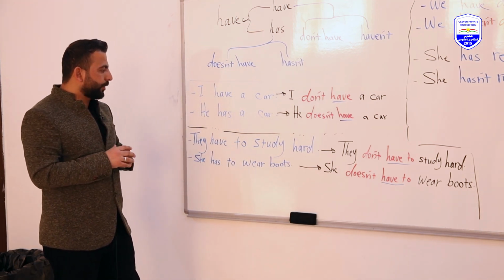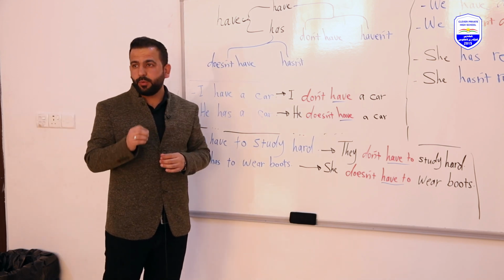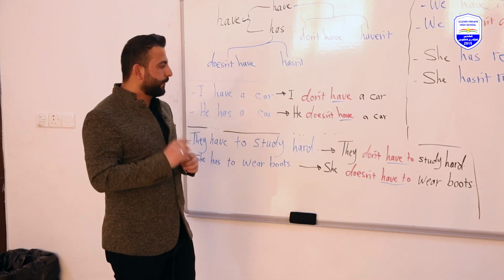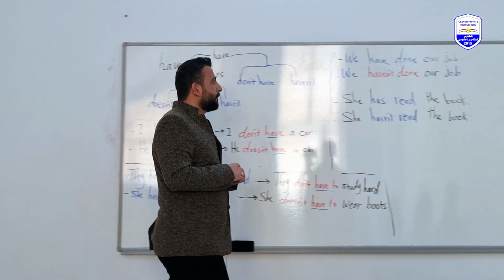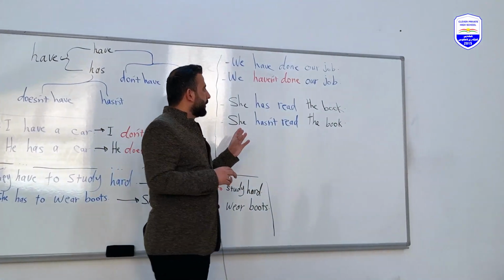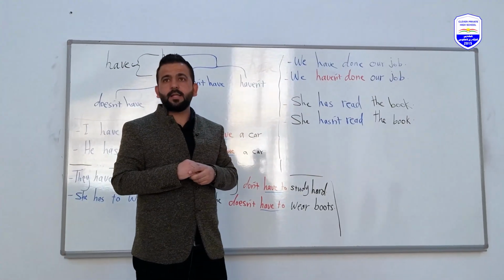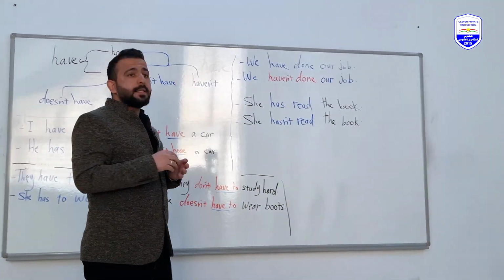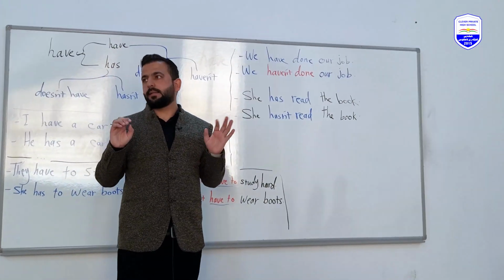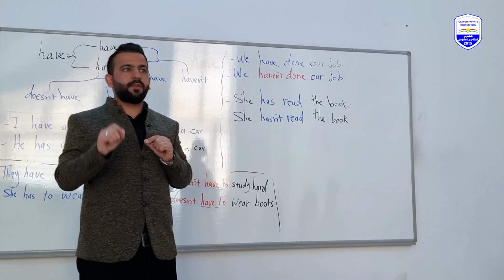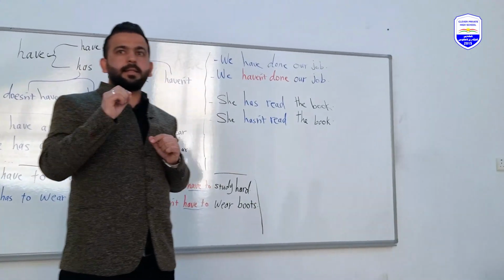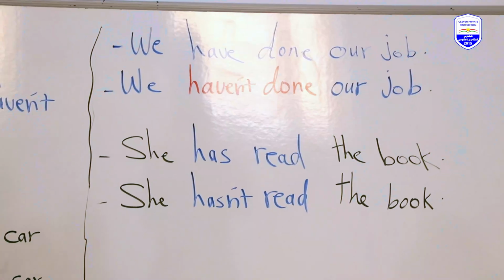So she has to wear boots becomes she doesn't have to wear boots. She doesn't have to wear boots. The last situation and the last case that we have is the case that we use haven't and hasn't. And to know that this is the very single case, this is the only case that we use haven't and hasn't.